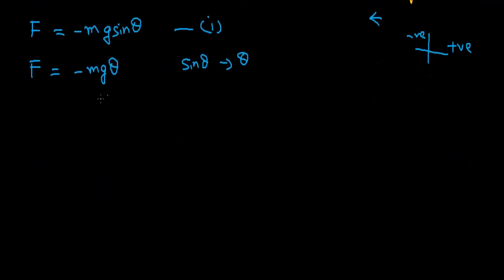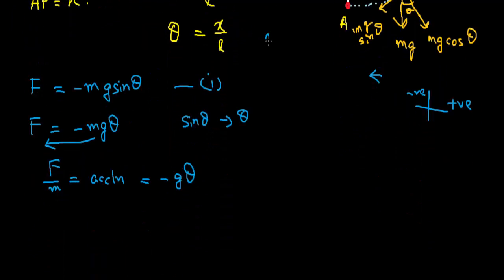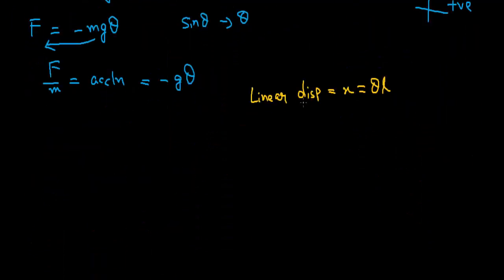Now we consider F by m, since F equals ma, so F by m is acceleration. Here the acceleration is minus g theta. I hope you are getting this: this is g theta, and the negative sign is already present. We already found that the linear displacement is x equals theta L.